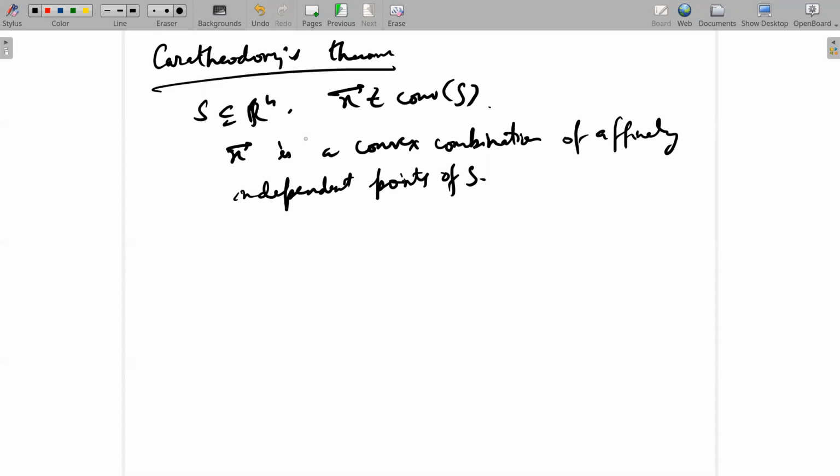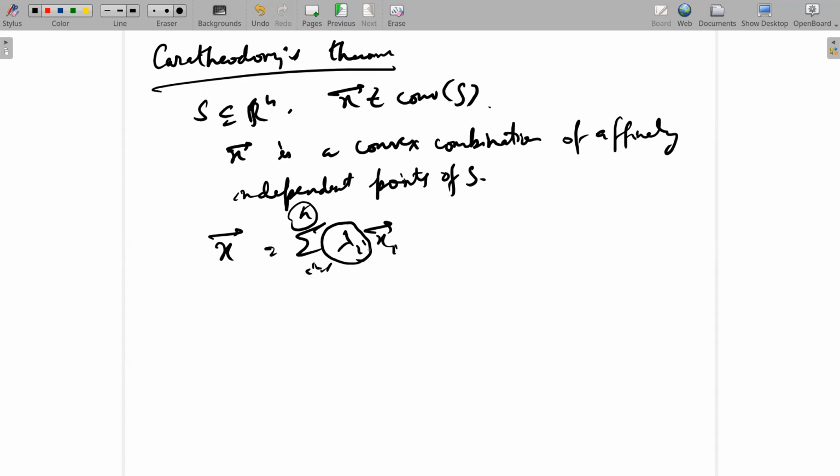Otherwise, what we did was choose a minimal set such that x is the summation of lambda_i x_i, i equals 1 to k. So k was the smallest such number, so that all these lambda_i's were strictly positive. There we showed that these x_i's must be affinely independent. If not, we obtained a contradiction. That was the strategy of the proof.